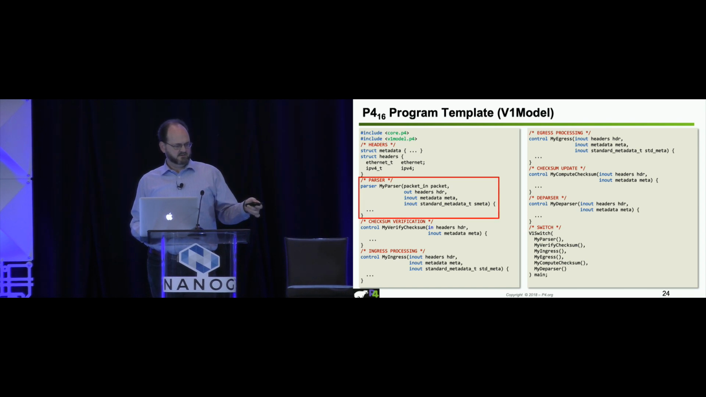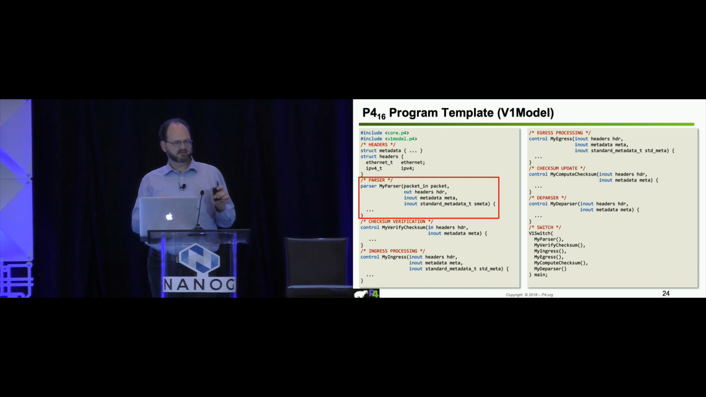After that, the blocks here are going to follow along with that V1 model left-to-right path of parser, checksum, ingress processing, egress processing, checksum update, deparser. And so there's a separate block for each of these. Each one has a set of parameters in parentheses there. They look kind of like parameters to a function in C.